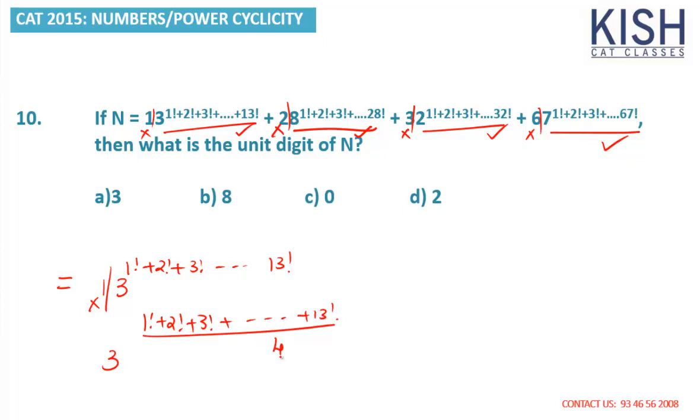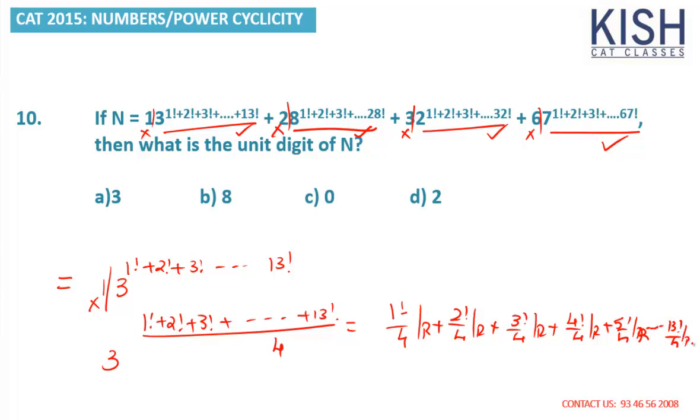You need not identify how much is 13 factorial, 12 factorial and all. No matter what happens, we can do this as 1 factorial by 4 remainder plus 2 factorial by 4 remainder plus 3 factorial by 4 remainder plus 4 factorial by 4 remainder plus 5 factorial by 4 remainder and so on up to 13 factorial by 4 remainder.